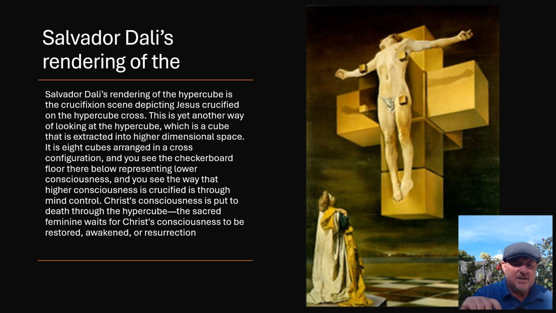And you can see the checkerboard floor below the cross, which represents lower consciousness. You can see the way that consciousness is crucified through mind control. Christ consciousness is put to death through the Hypercube. The sacred feminine in this image is waiting at the base of the cross, waiting for the Christ consciousness to be restored, to be awakened, for resurrection to occur.